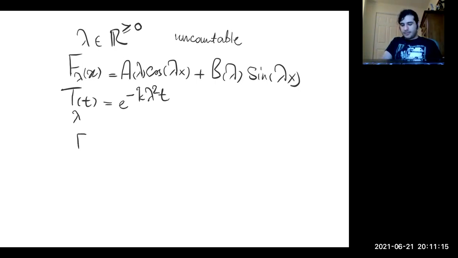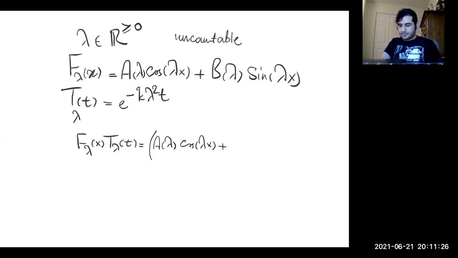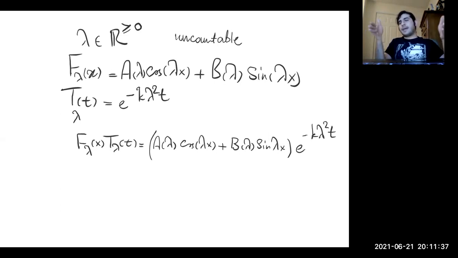So we multiply f lambda x, t lambda t, we would get this thing, a lambda cosine lambda x plus the other term, b lambda sine lambda x, times e to the minus k lambda squared t. Each of these things, for each lambda, is a solution to the original equation we had for u, for suitable choices of a and b. So each of these things potentially can be a solution. I show that with u lambda.